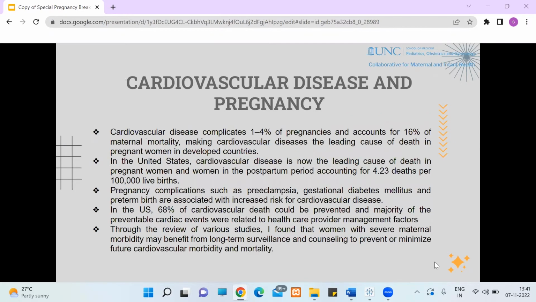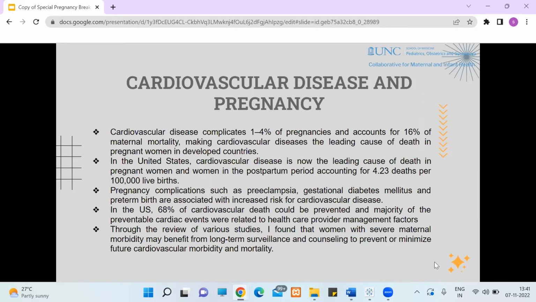So my last study is cardiovascular disease. Cardiovascular disease complicates 1 to 4% of pregnancies and accounts for 16% of the maternal mortality, making cardiovascular disease the leading cause of death in pregnant women in developed countries. In the United States, it is now the leading cause of death in pregnant women and in the postpartum period, accounting for 4.23 deaths per 100,000 live births. So in the US, cardiovascular disease constitutes 26.5% of pregnancy-related deaths.